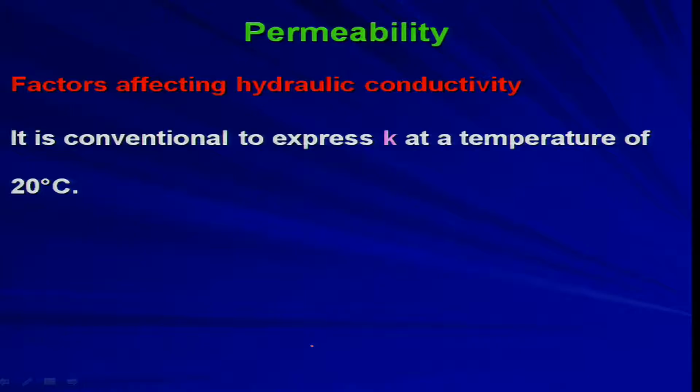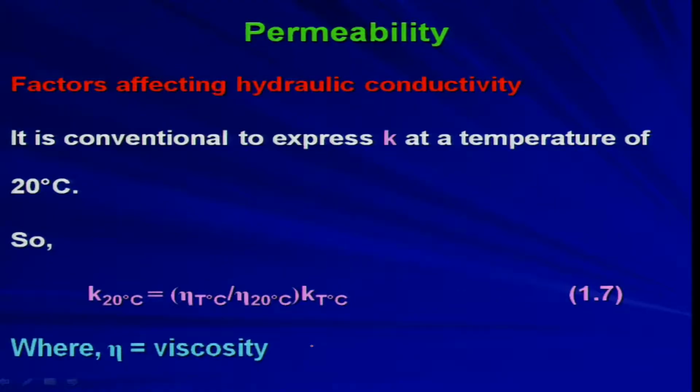Now, it is conventional to express the permeability, the coefficient of permeability K, at a temperature of 20 degrees centigrade. This is the conventional method to express K. However, if you want to obtain K, the hydraulic conductivity or coefficient of permeability, at a different temperature, then you have to use this expression. K at 20 degrees centigrade, which is generally expressed in the literature, is equal to eta at T degree centigrade by eta at 20 degrees centigrade into K at T degree centigrade.